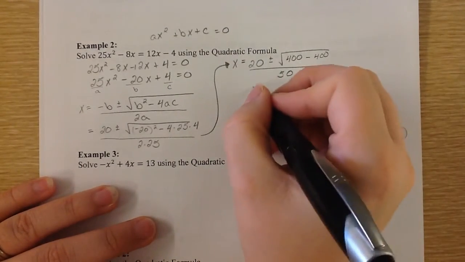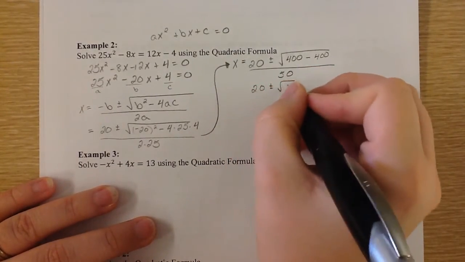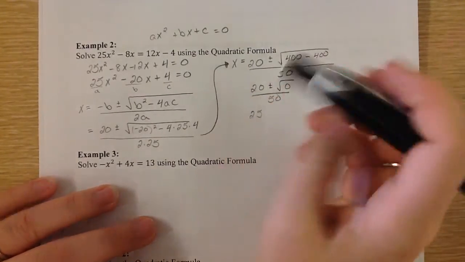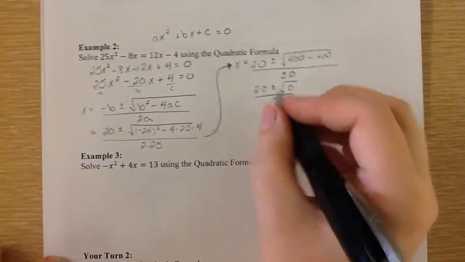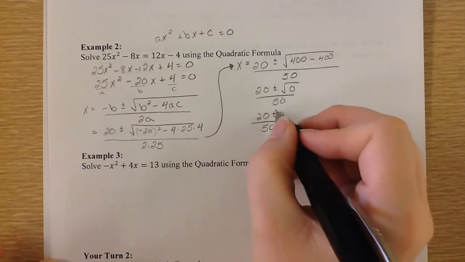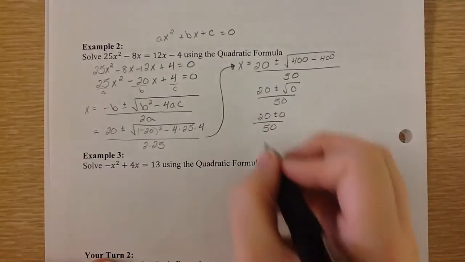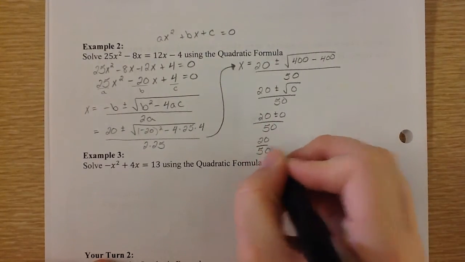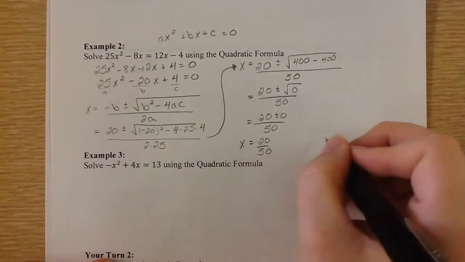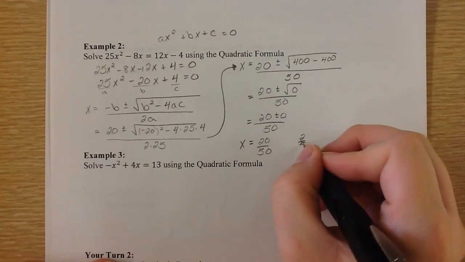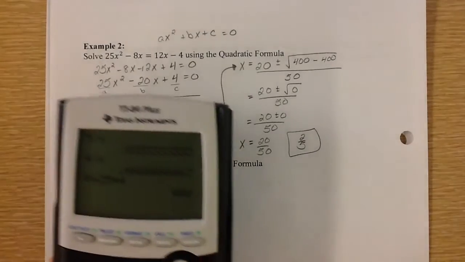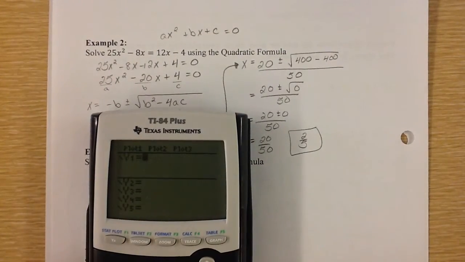400 minus 400 is 0, so we get 20 plus or minus the square root of 0. Well, the square root of 0 is 0, so we get 20 plus or minus 0 over 50. Well, 20 plus 0 is 20, 20 minus 0 is 20, so really we get 20 over 50. So my x equals 20 over 50, which simplifies to 2/5. So my x is 2/5. Let's go back, let's double check this. So this only has one solution.